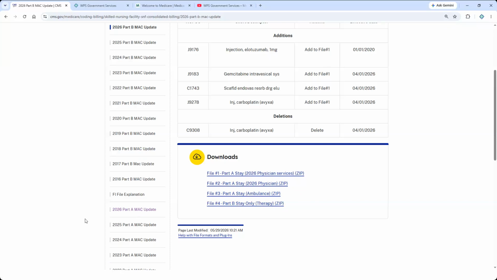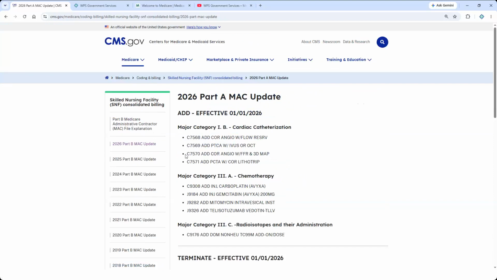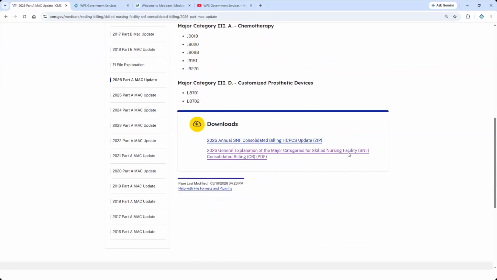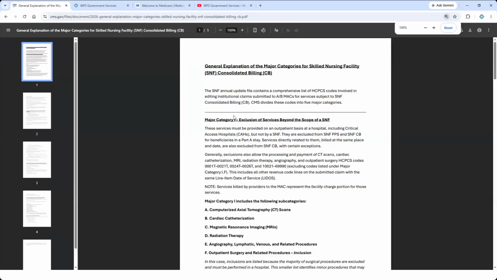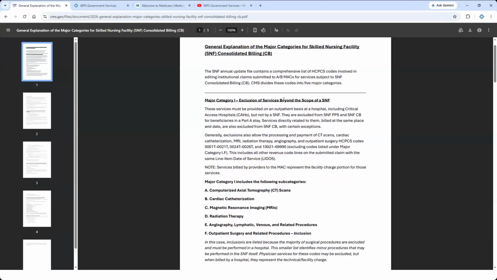But that doesn't mean that you don't get to look at this great Part A file, and this one's a little different. This one is one Excel file, but it uses major categories, and each major category has a caveat. While I can explain it, let me just open this document first. The PDF file down here simply explains the Excel file, so it'll tell you what's within each major category. A couple people have asked us about some of these major categories. The first one is major category 1, and it says exclusion of service beyond the scope of a SNF. Great. Make sure you read sentence number 1.